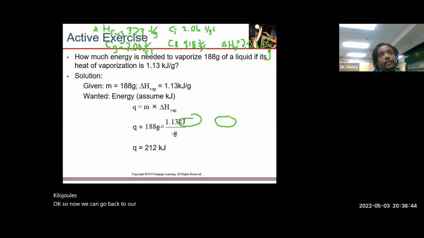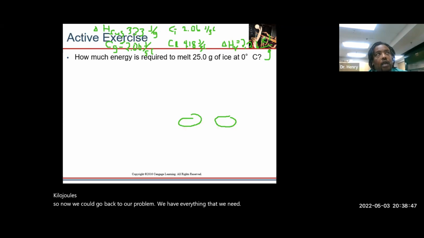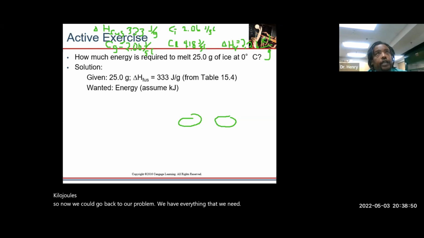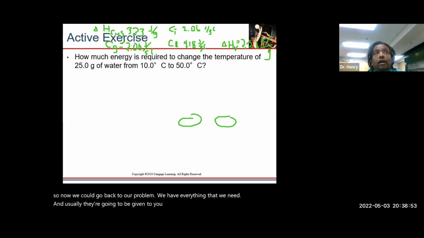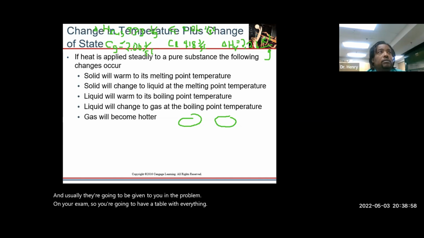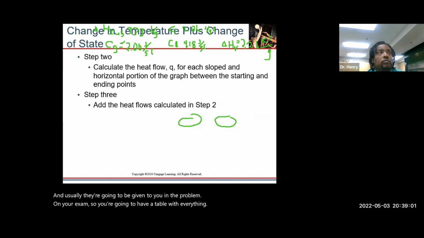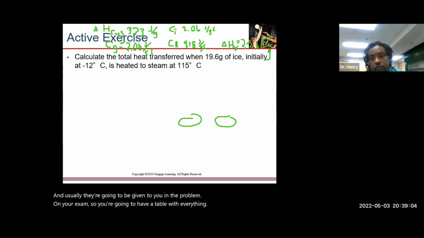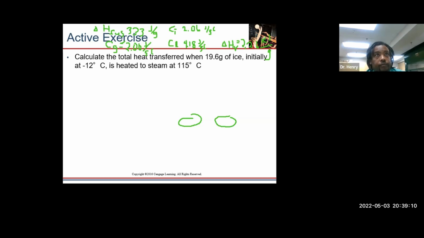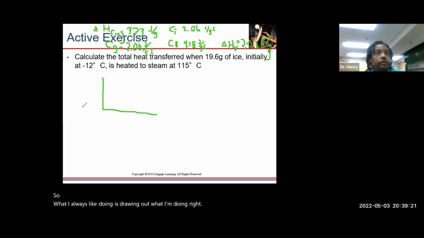We have everything that we need. And usually they're going to be given to you in the problem on your exam. So you're going to have a table with everything. Okay. So what I always like doing is drawing out what I'm doing, right? So this is going to represent the temperature. This is what I think is going to be happening.